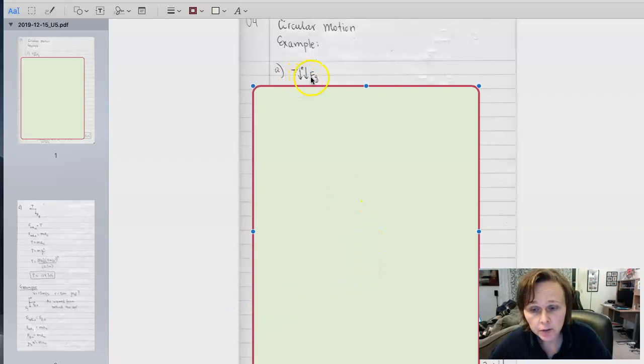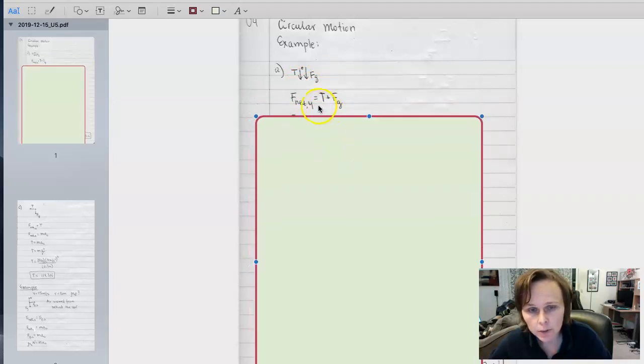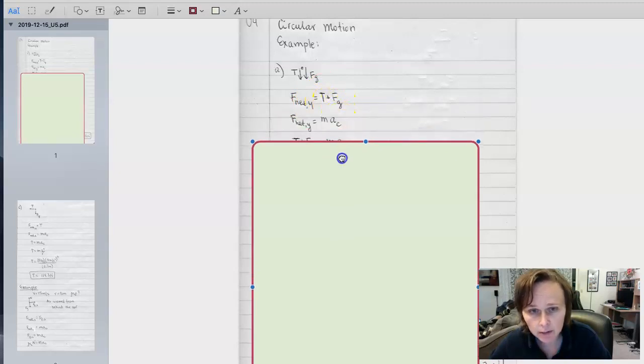Tension force and force of gravity are acting down on the ball at the highest point of the circle. So the net force would be positive, so choose the net force direction as the direction of the centripetal acceleration, which is downwards. So it equals the tension plus the force of gravity.